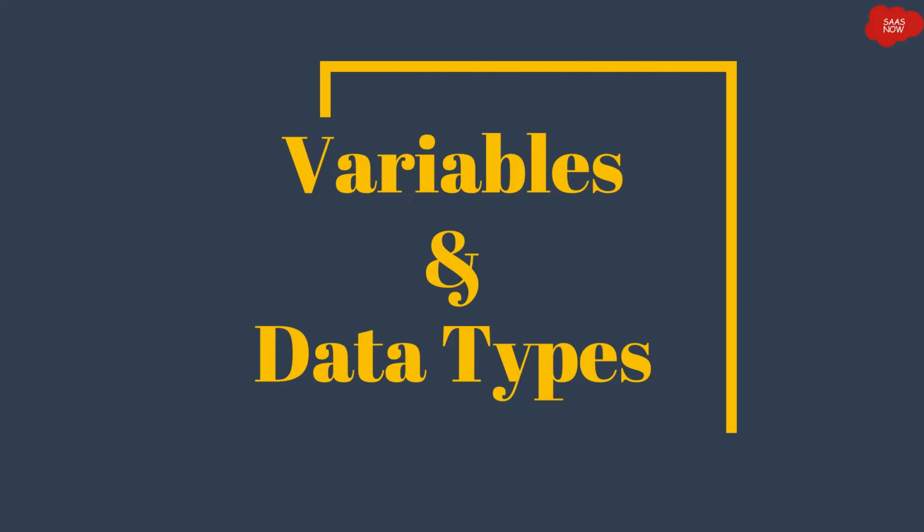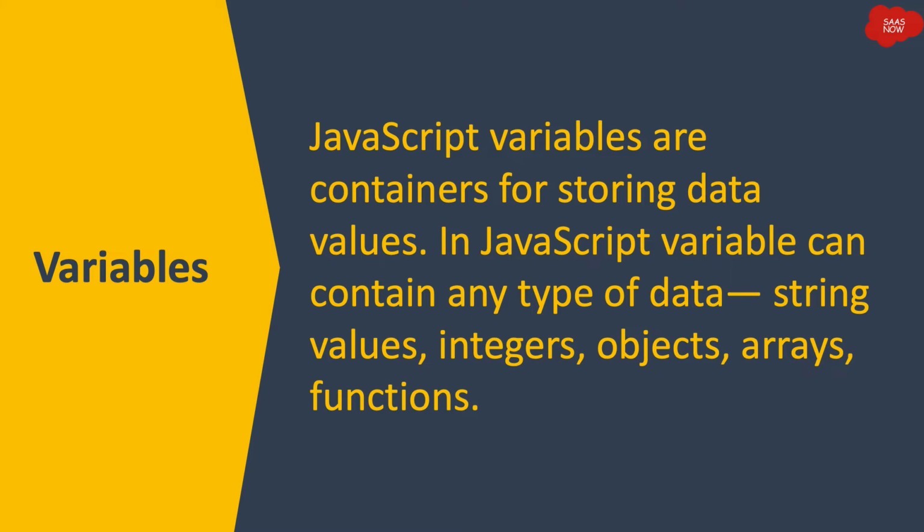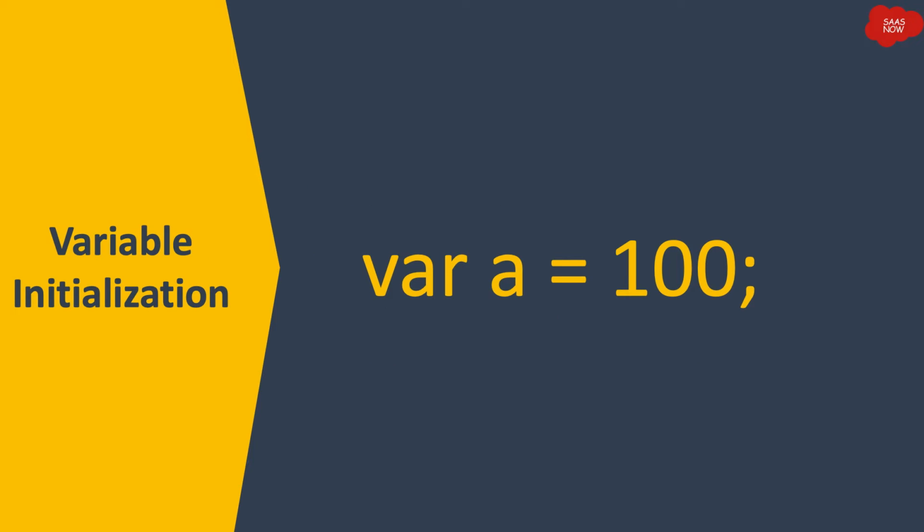Variables and data types. Variables. JavaScript variables are containers for storing data values. In JavaScript, a variable can contain any type of data: string values, integers, objects, arrays, functions. You can initiate a variable with the var keyword, which is also a reserve word.